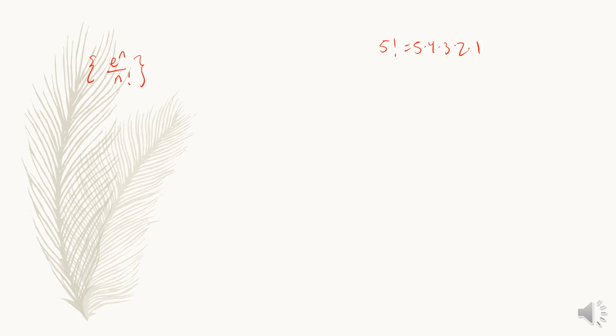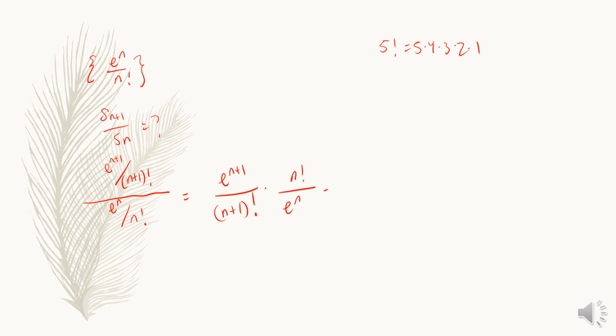I want to know, is this increasing? Is this decreasing? So I'm going to look at Sn plus 1 over Sn. What does that ratio equal? So Sn plus 1, that's e to the n plus 1 over n plus 1 factorial. And this whole thing is being divided by Sn, so e to the n over n factorial. Okay, so when I divide by a fraction, that's really flipping it and multiplying straight across. So I'm really multiplying by n factorial over e to the n.